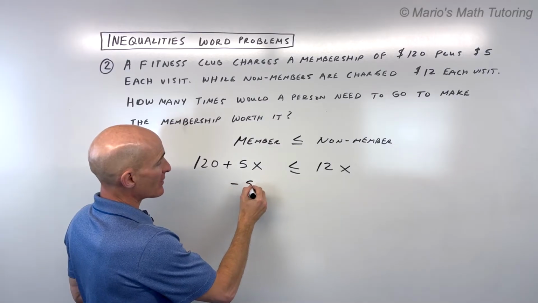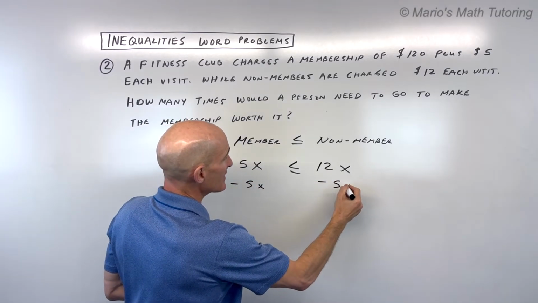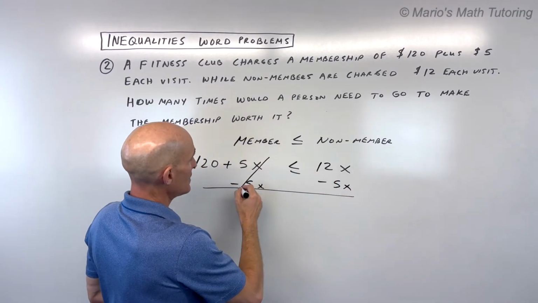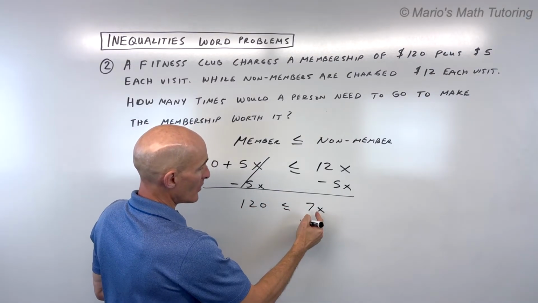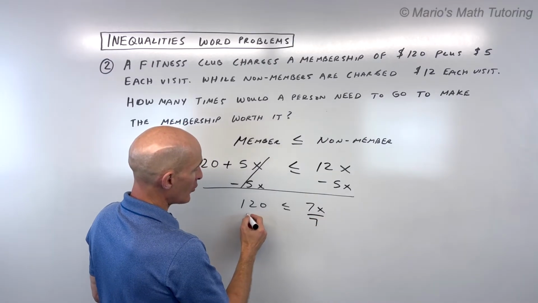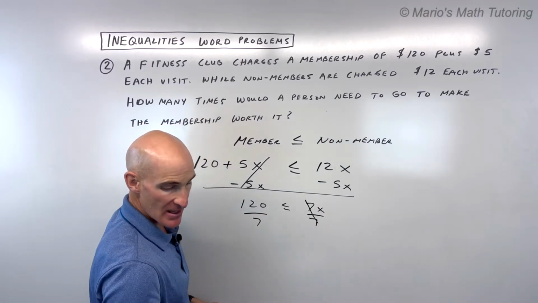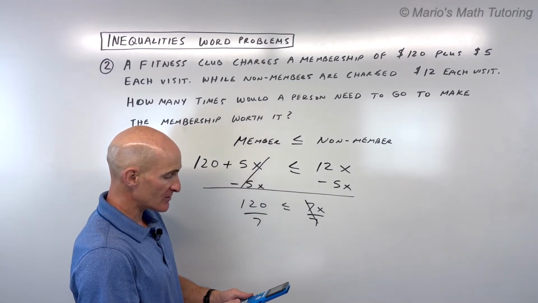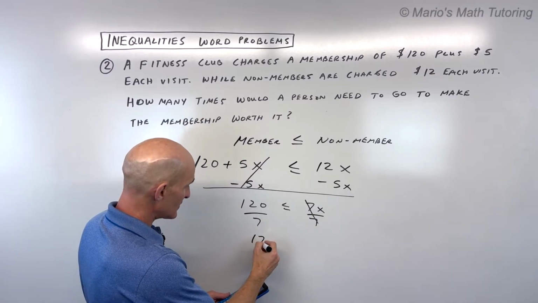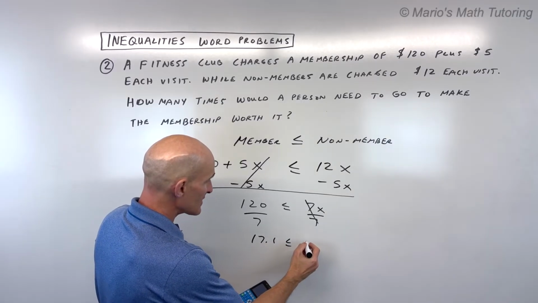So I'm just going to subtract 5x from both sides. Okay, so now we have 120 is less than or equal to 7x. We want to solve for one of our variables, so instead of multiplying by 7, let's divide both sides by 7. And I'm going to go to the calculator. You can do this by hand if you want, but just for the sake of time here, we have 17.1 is less than or equal to x.